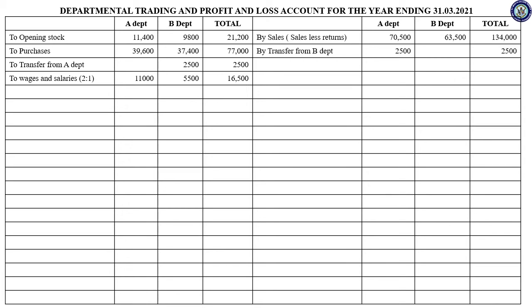Okay, you see the first item, first word. If it is wages and salary, then you take it in the trading account. If it is salary and wages, then you take it in the P&L account.